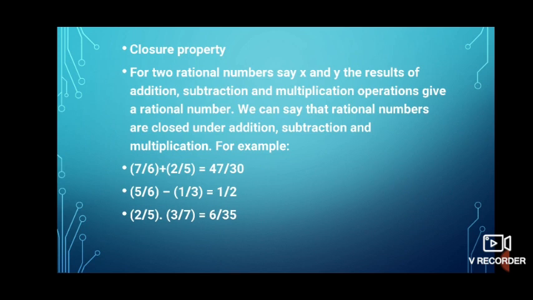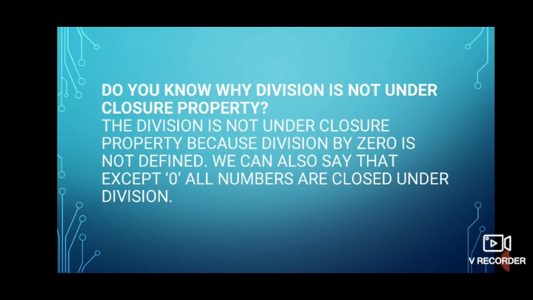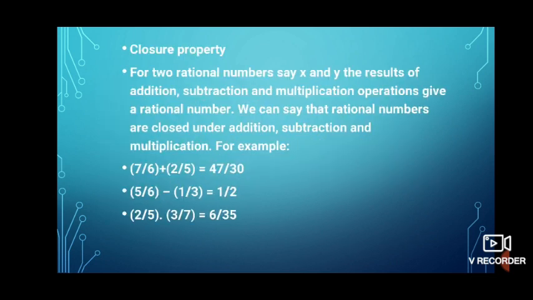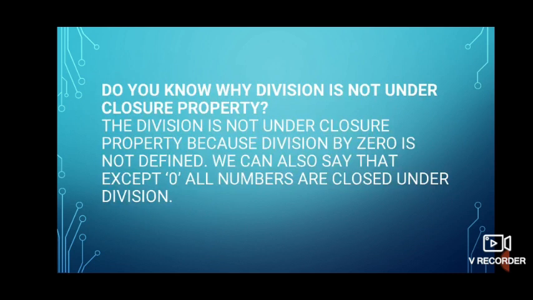Next one, 2 by 5 into 3 by 7. Again, if we do the multiplication, we will get 6 by 35, which is a rational number. So what we can conclude: addition, subtraction and multiplication all satisfy the closure property. If we perform them, we will get a rational number again. If we come to division, it is not under closure property.